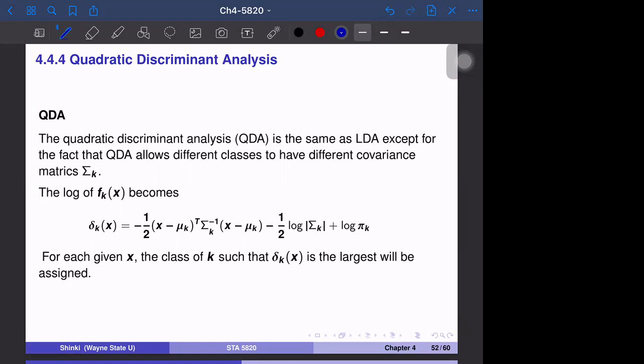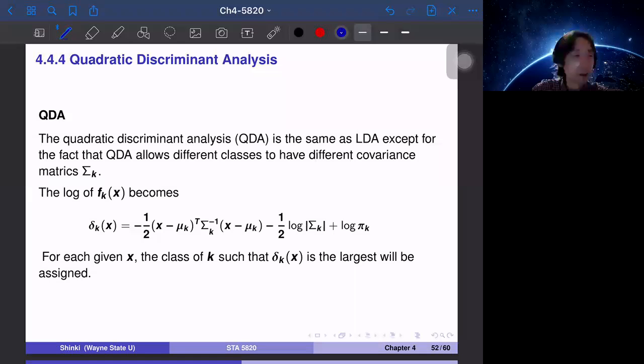It's a very convenient rule, so that's why it's widely used. And of course, whether it is the optimal rule or not depends on the case.